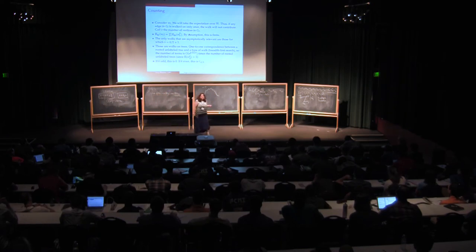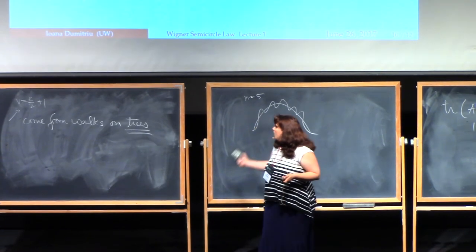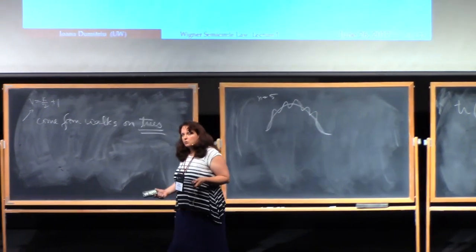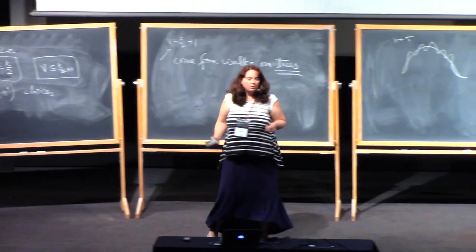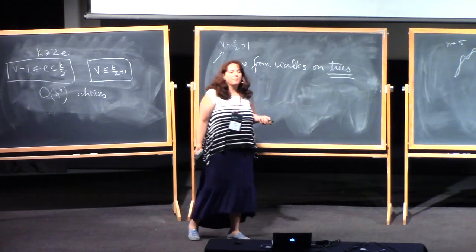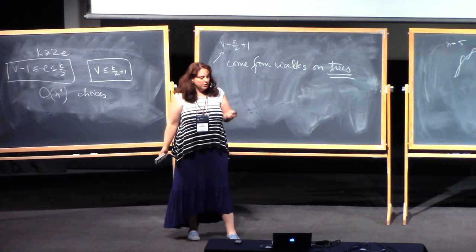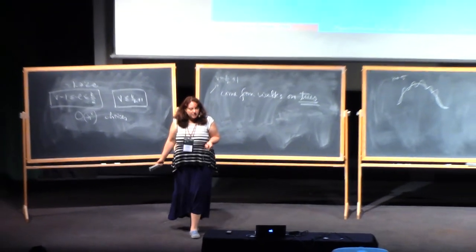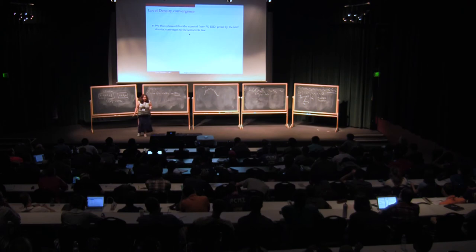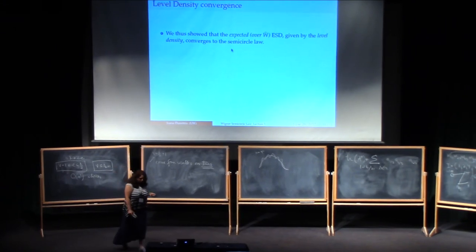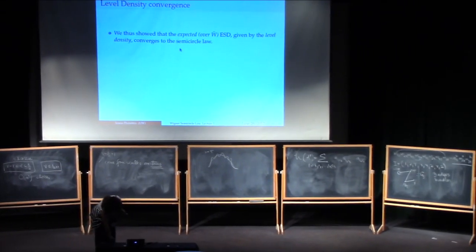That tells you that the moments of the expected ESD, or the level density, are going to indeed converge to 0 if you have odd moments, and Catalan numbers if you have even moments. So we've shown that the expected ESD converges to the semicircle law. Okay? That's not all there is. Now let's see how much time I have. Good, we're good.